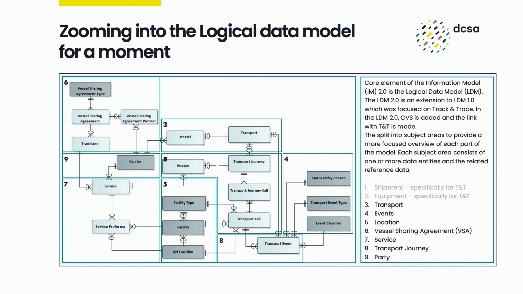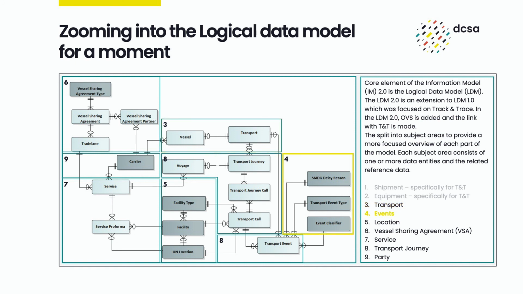And we've split the model into subject areas to provide a more focused overview of the model. I will briefly describe the subject areas as you see them here. The first one is number 3, and it's the transport subject area. Transport is for storing different details of transport-related information. Our model is providing specific industry terminology. We therefore include the vessel entity.